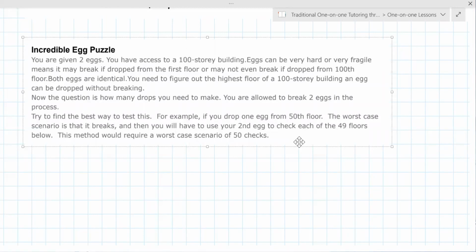Now the question is how many drops you need to make. You're allowed to break 2 eggs in the process. Try to find the best way to test this. So for example, if you drop 1 egg from the 50th floor, the worst case scenario is that it breaks and you will have to use your second egg to check each of the 49 floors below it. That would require 50 checks.